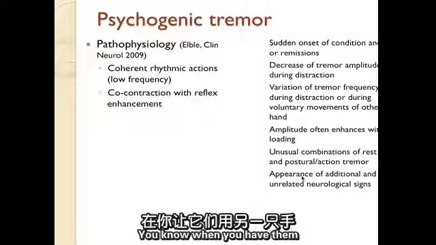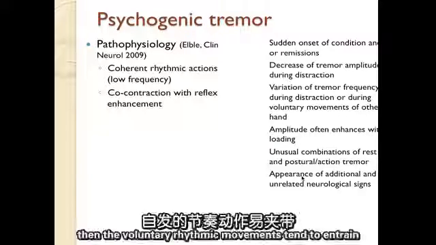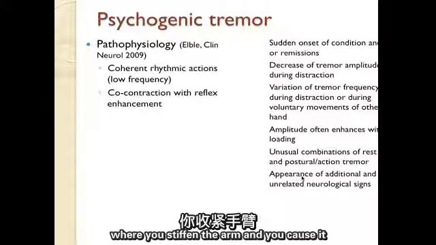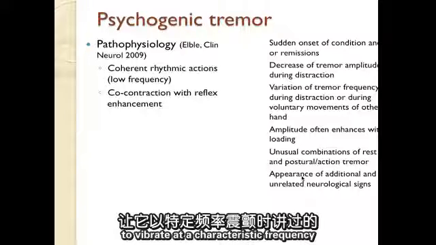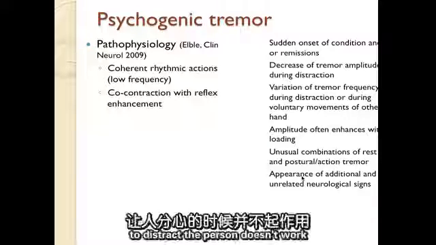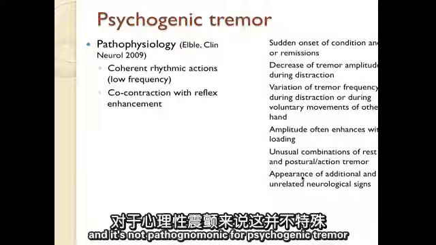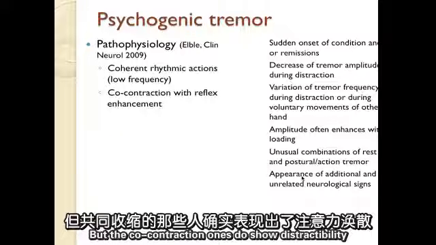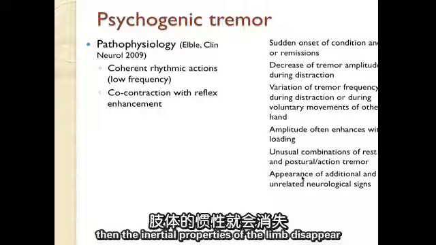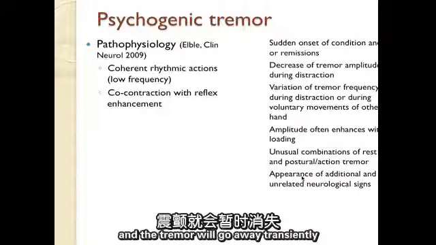You know, when you have them do other actions with the other hand, then the voluntary rhythmic movements tend to entrain. The co-contraction is what I talked about, where you stiffen the arm, you cause it to vibrate at a characteristic frequency. That does not entrain. So entrainment, when you're trying to distract the person, doesn't work, and it's not pathognomonic for psychogenic tremor. But the co-contraction ones do show distractibility. So if you have them move the limb in various ways, then the inertial properties of the limb disappear, and the tremor will go away transiently.